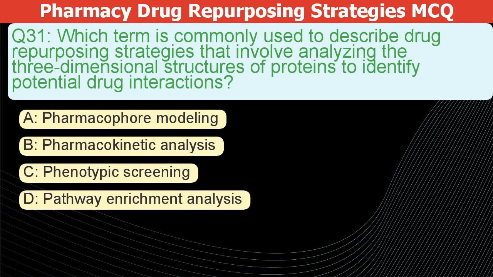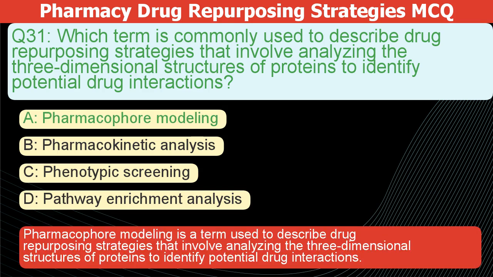Which term describes drug repurposing strategies using 3D protein structures to find potential drug interactions? A. Pharmacophore modeling. B. Pharmacokinetic analysis. C. Phenotypic screening. D. Pathway enrichment analysis. The correct answer is A. Pharmacophore modeling describes drug repurposing strategies. These involve analyzing three-dimensional protein structures to find potential drug interactions.